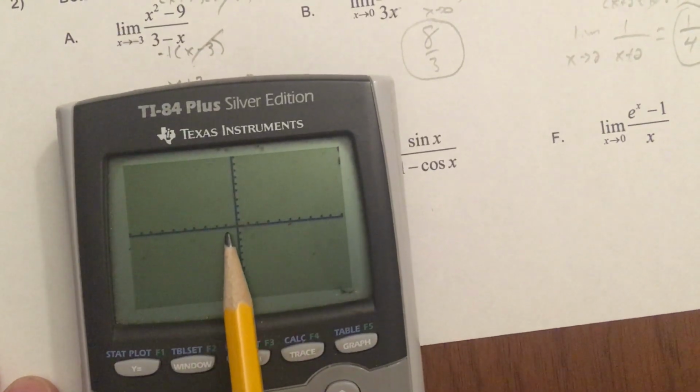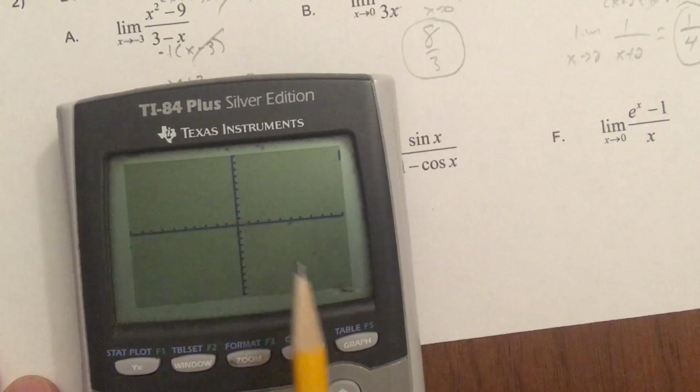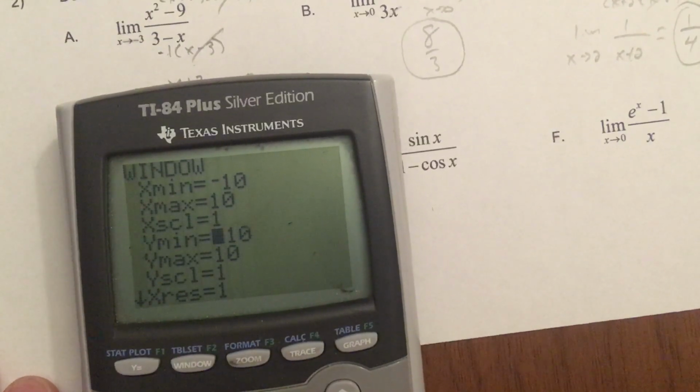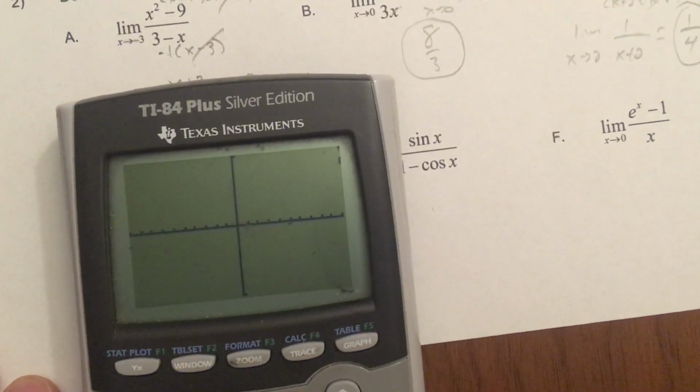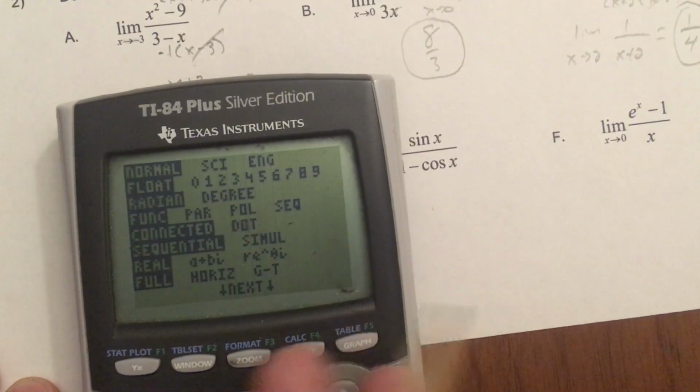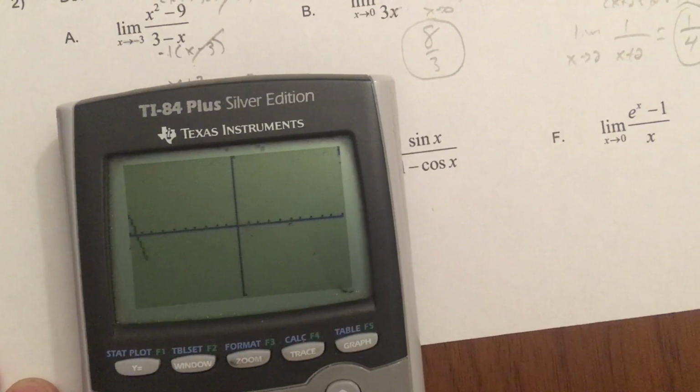And it looks like it's probably just hugging the x-axis. We're not seeing a whole lot here. So if I change my window, let's say I go negative 1 to 1, so I get a little closer shot at things here. And I'm wondering now if I'm actually in radian mode. I'm in degree mode, yeah. Let me change to radian mode. Always a good idea to be in radian mode. There we go.